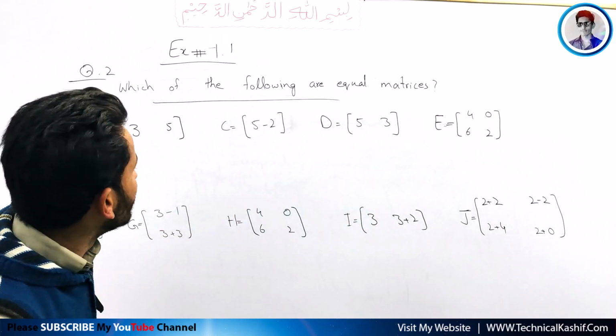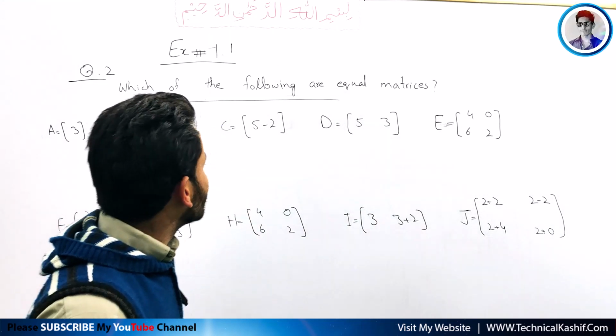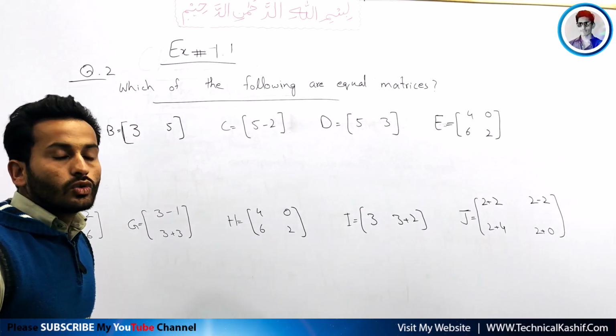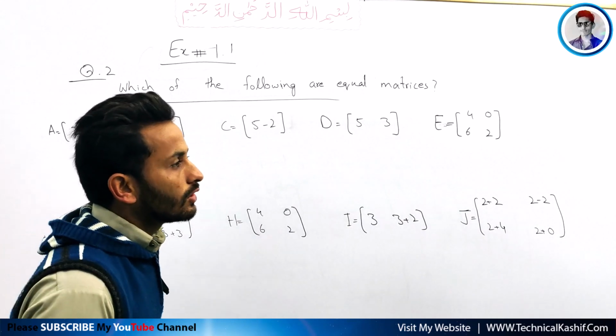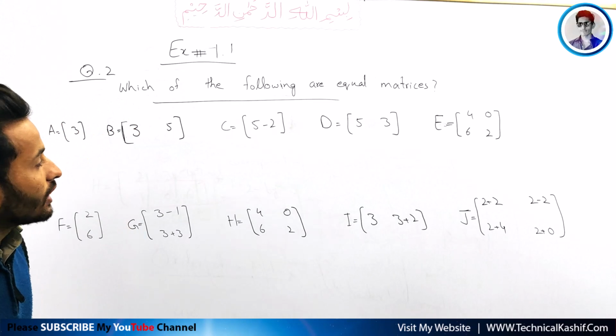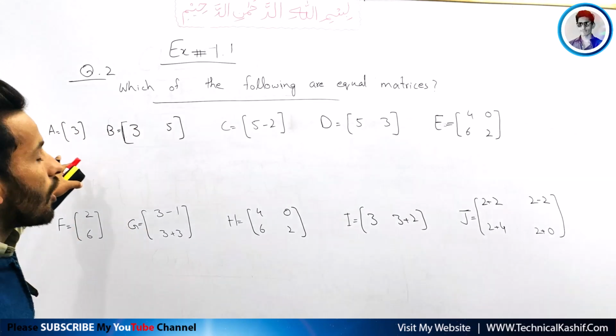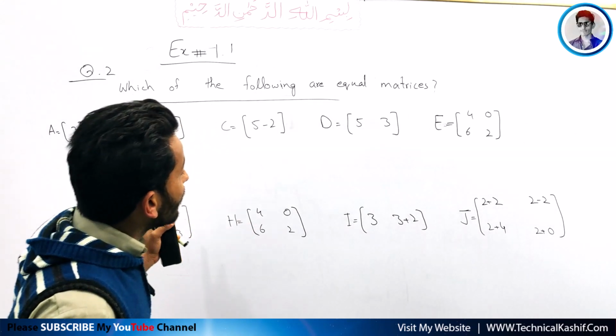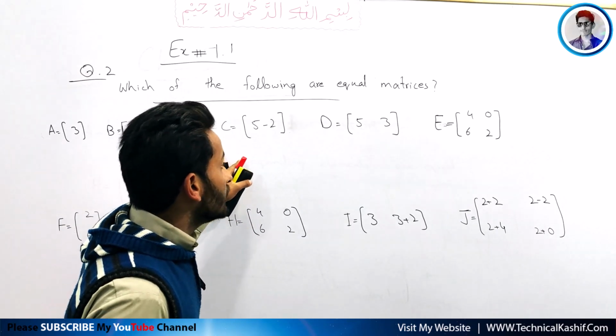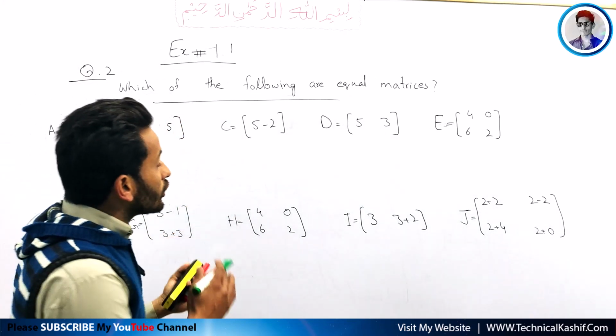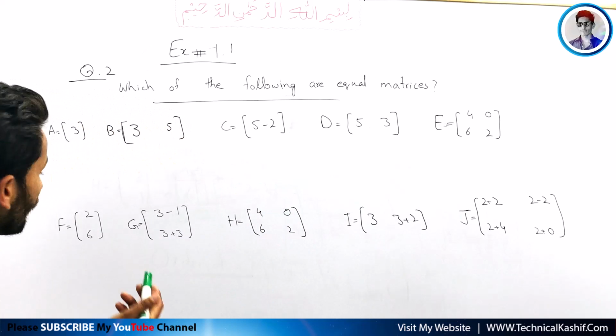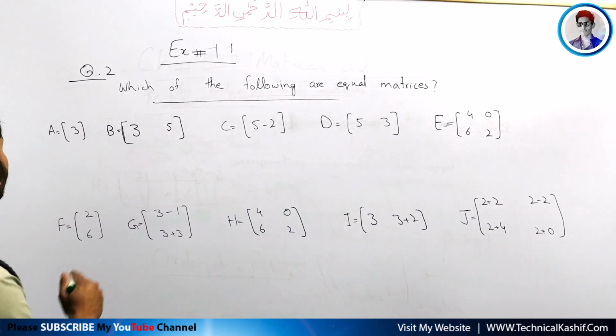Last time we learned about equal matrices. We learned that there are two properties of equal matrices. First, their order is equal, and second, their entries are equal. Their corresponding entries are equal. Now we have to see from the first one.